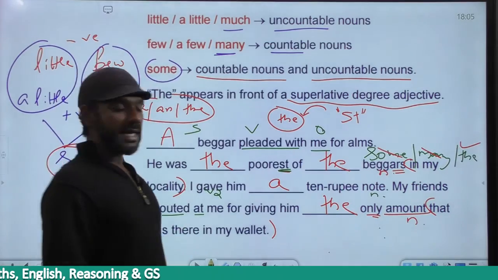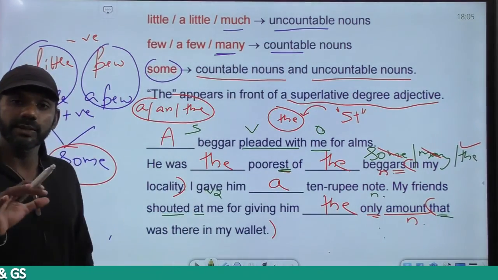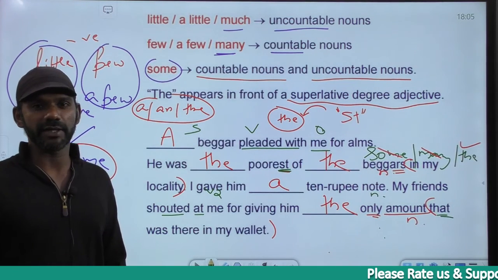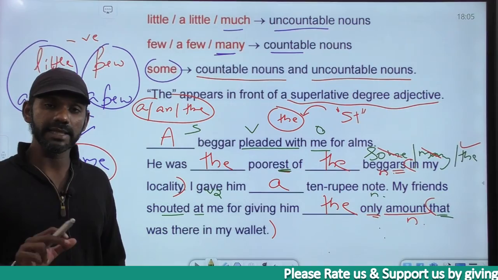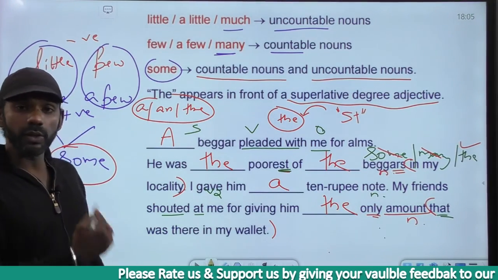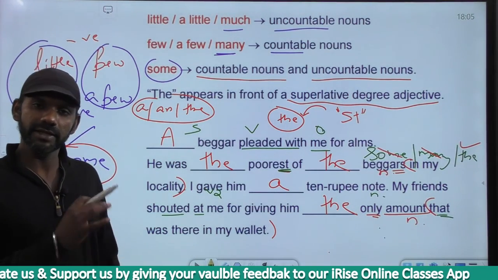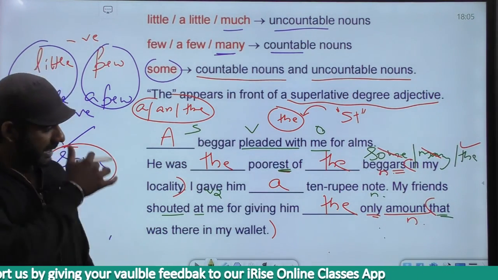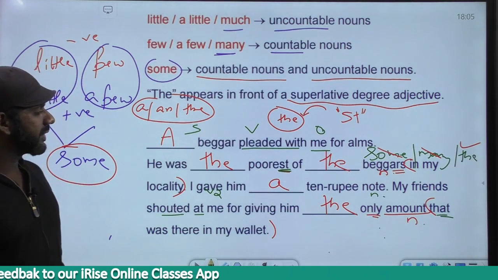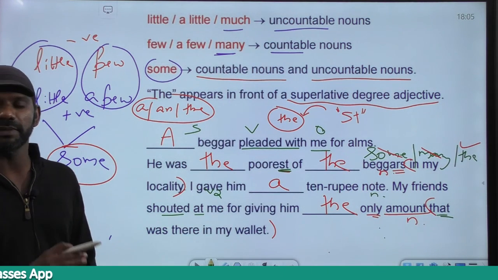Now, that is a relative pronoun. Who, whom, that, which. I told you about the usage of that. When we refer to something that is very specific, like the, only, the same, or a superlative degree adjective, we go for that. The only amount means it is very specific, so that is completely fine. That concept regarding relative pronouns is also completely fine. So, for giving him the only amount that was there in my wallet. Now the whole paragraph makes sense.